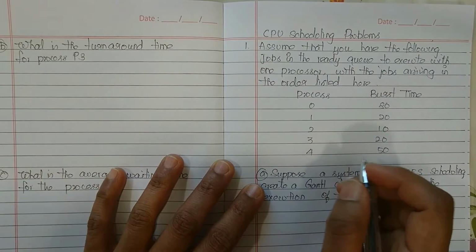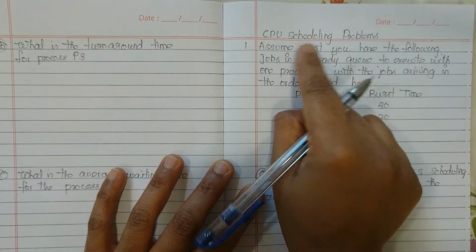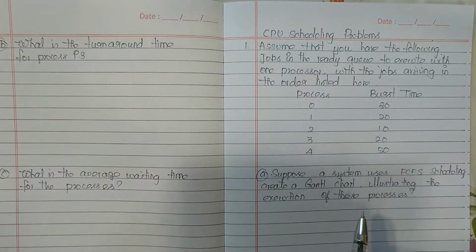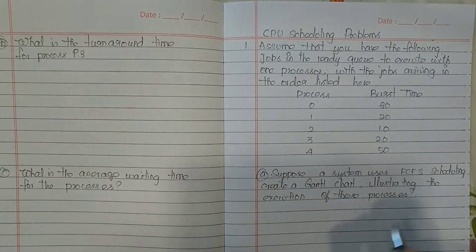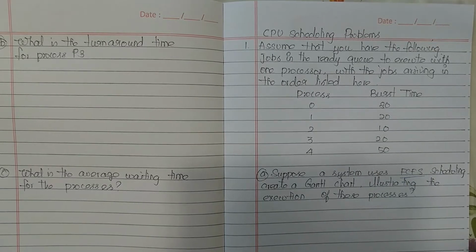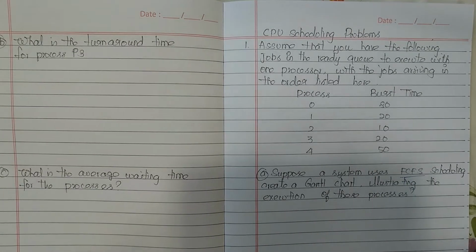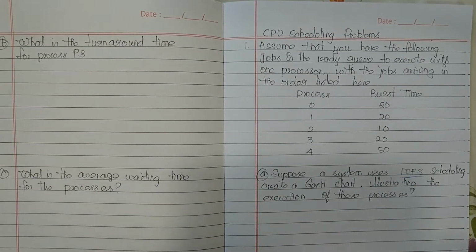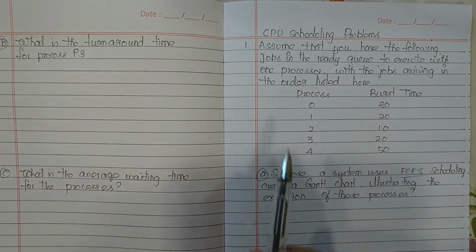Okay, in this video we will be looking into CPU scheduling algorithms. The algorithm we are going to discuss is FCFS, the first come, first served CPU scheduling algorithm. We will discuss this algorithm with an example.